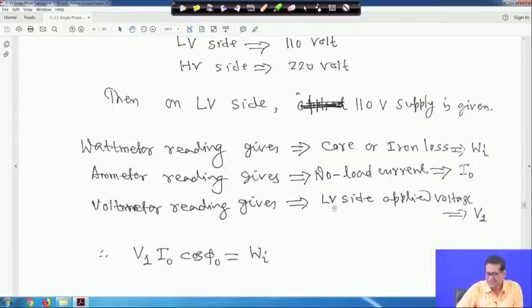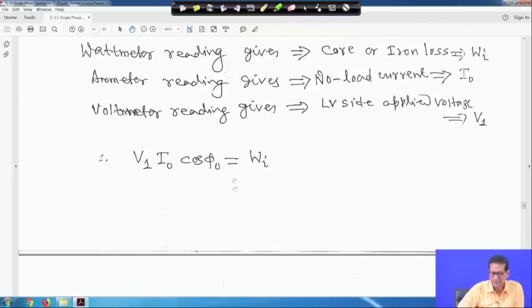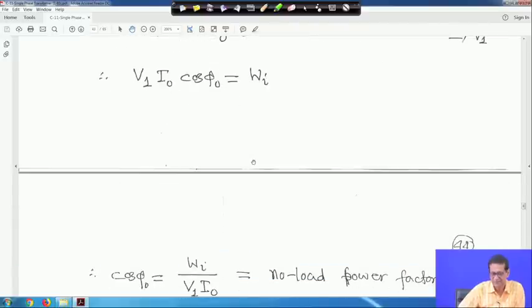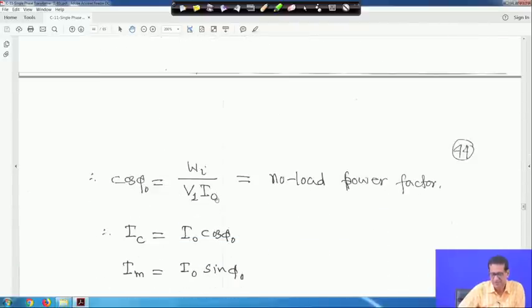In that case, everything is written here: the ammeter will give the no-load current I0 and the voltmeter will read your applied voltage V1. The wattmeter reading is known, the ammeter current I0 is known, and the supply voltage V1 is also known, therefore you can get phi 0. V1 I0 cos phi 0 is equal to Wi, that means cos phi 0 is equal to Wi upon V1 I0, that is the no-load power factor, right.